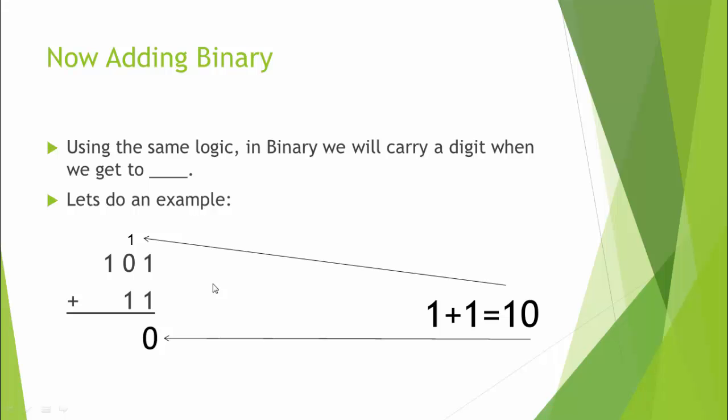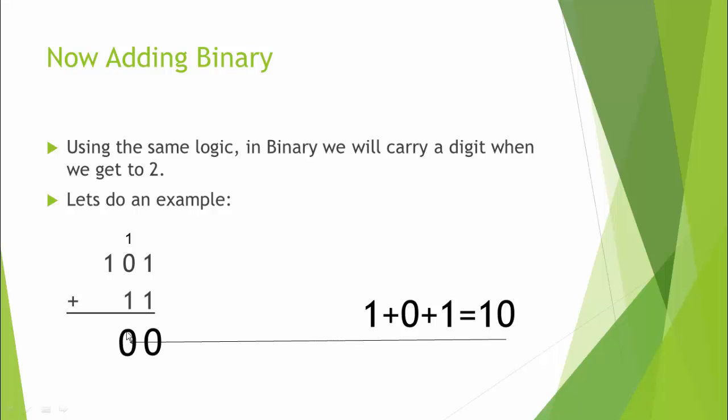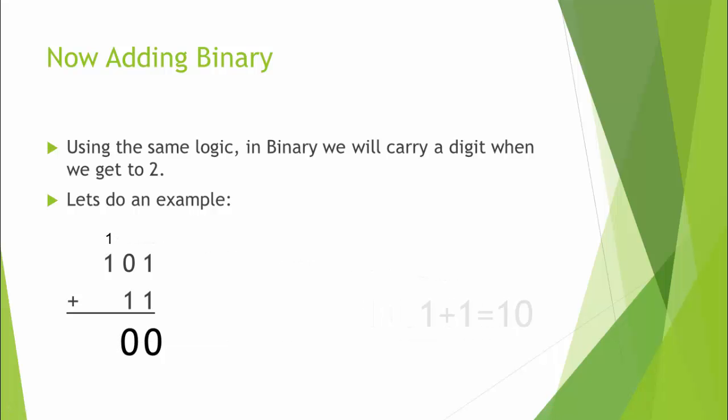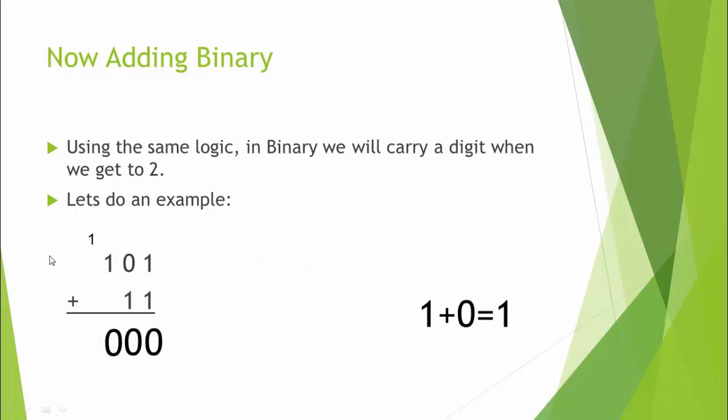All right, so the next thing we have to do is consider the next digit. Well, the next digit, 1 plus 0 plus 1, is once again equal to 10. Add the 0 into the twos column, carry the 1 into the fours column. Next thing we do, 1 plus 1 again equals 10. Put the 0 into the fours column, move the 1 into the eights column. And finally, then 1 plus 0 in the eights column gives us 1. So the answer to 101 plus 11 is 1000.